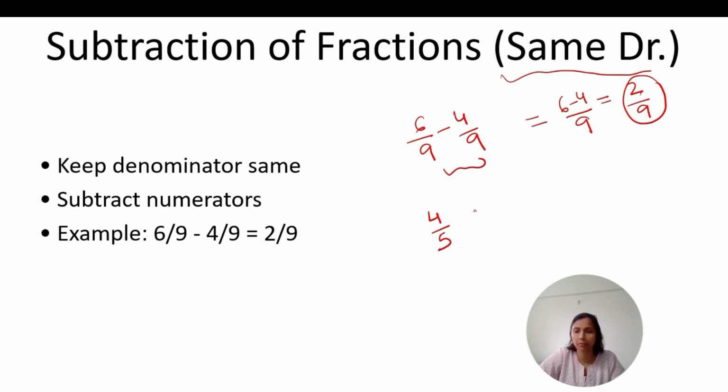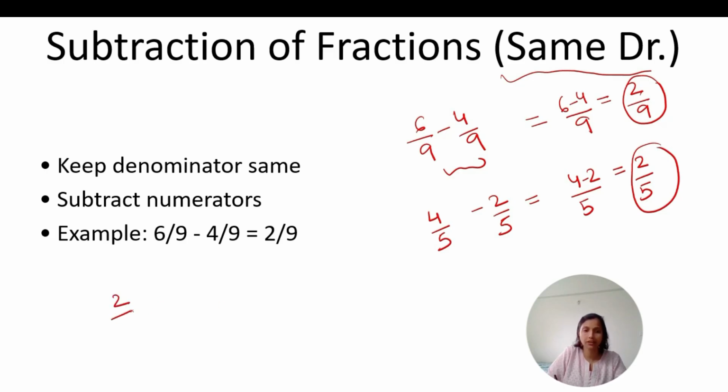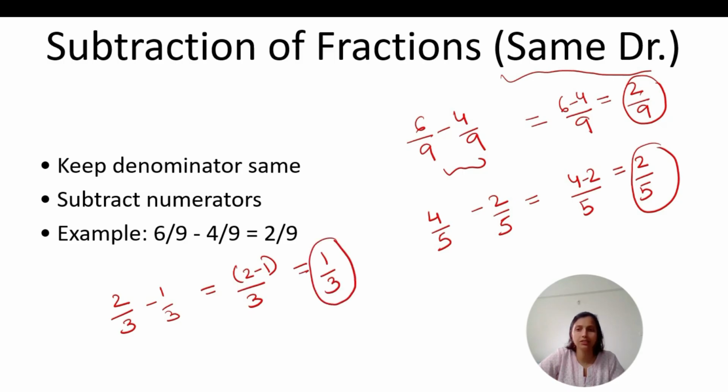4 by 5 minus 2 by 5. We can keep the denominator same and we can subtract the numerators. 4 minus 2, so it will give me 2 by 5. 2 by 3 minus 1 by 3. Since denominator is same, I simply need to subtract the numerator while keeping the denominator same. So 1 by 3 will be the final answer. So when denominator is same, you simply need to subtract the numerators, keeping the denominator same.